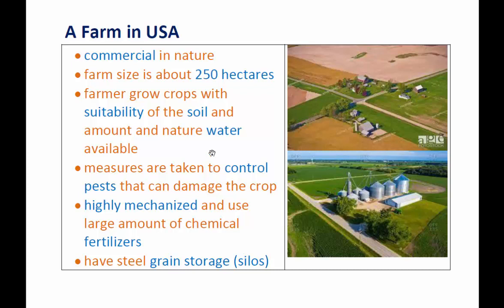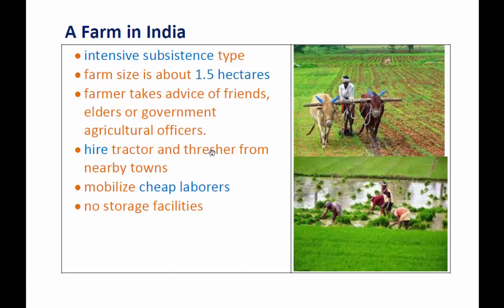So if we compare with farming in India, or a farm in India, you see they have intensive subsistence type of farming. Okay, intensive means continuous, and subsistence means agriculture or farming that is taken up for family consumption or for relatives' consumption, not for selling. It's just the opposite of commercial. Understand? And most of the farm sizes are very small.